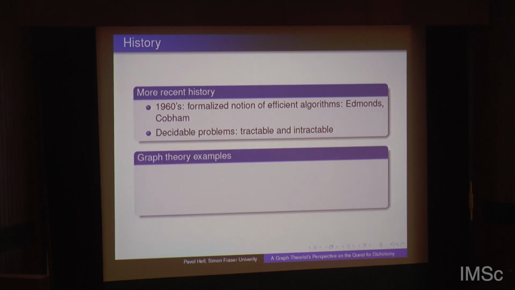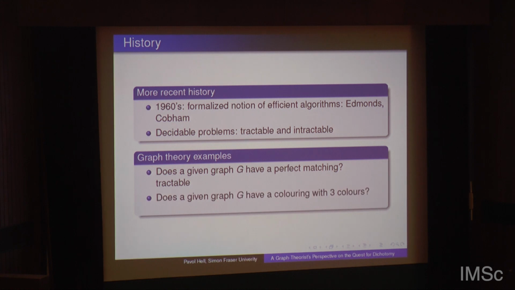All right, so we have seen a couple of examples already. The perfect matching problem is not only decidable, it's actually tractable. That algorithm of Jack, the Blossom algorithm, is polynomial time. How about the other problem, the coloring with three colors? We still don't know. That problem is still not completely settled. We think it's not tractable, but we don't know.